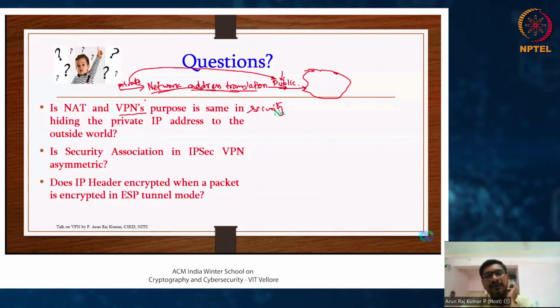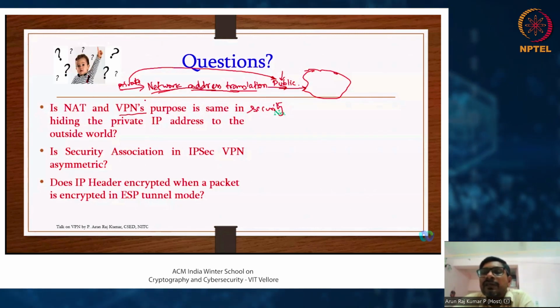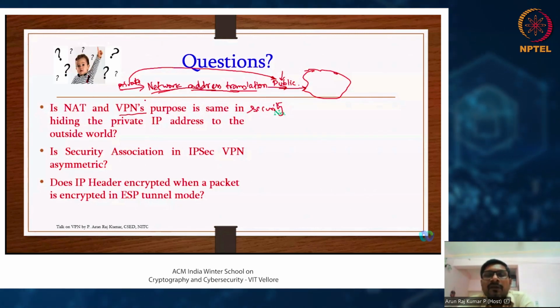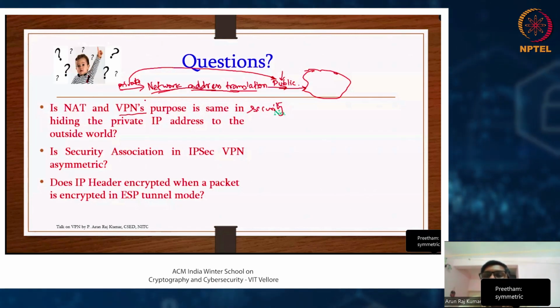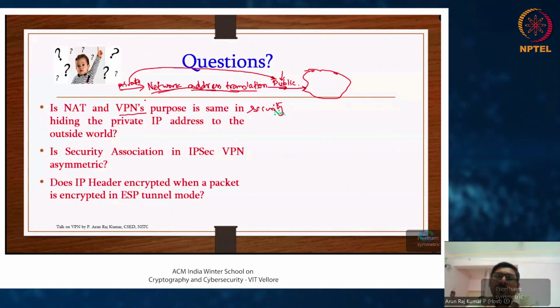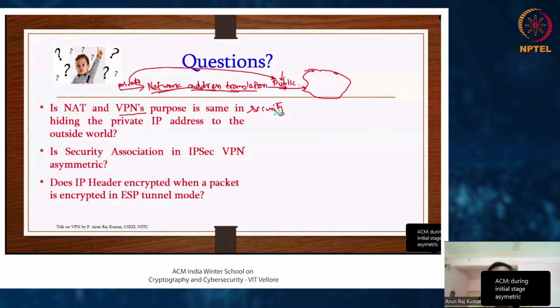Okay, next question. Is security association in IPsec VPN asymmetric or not? Any answers? Is security association in IPsec VPN asymmetric or not? Symmetric. Okay. One answer. Anyone saying symmetric? As I said, during the initial stage it is symmetric. Okay.